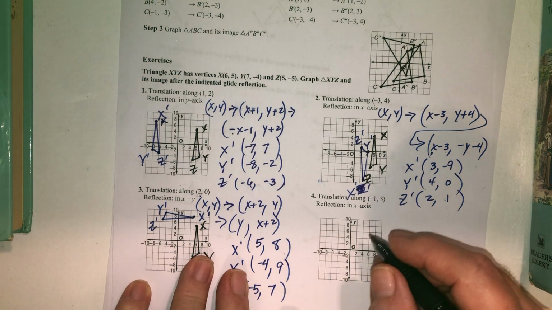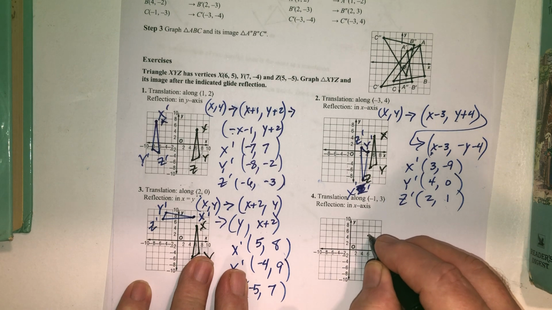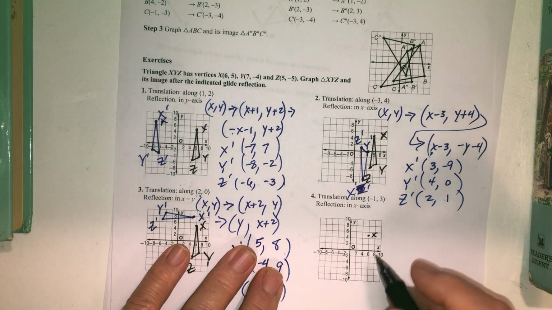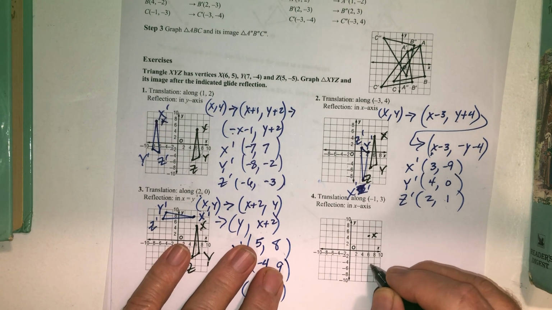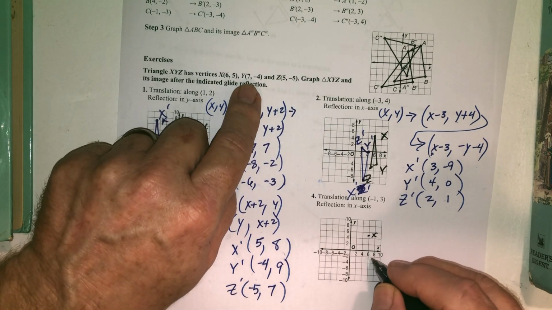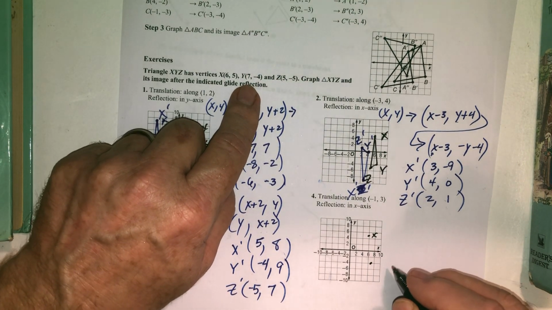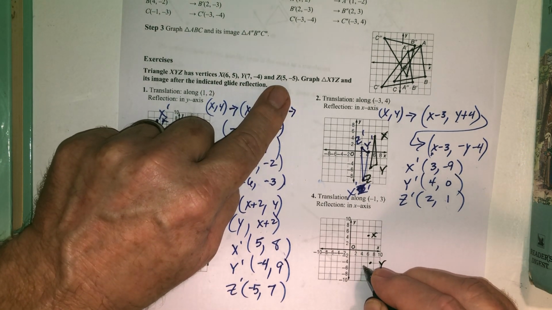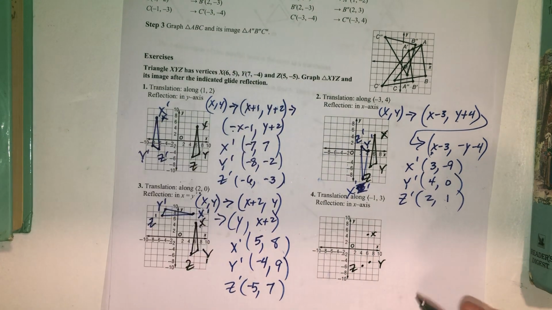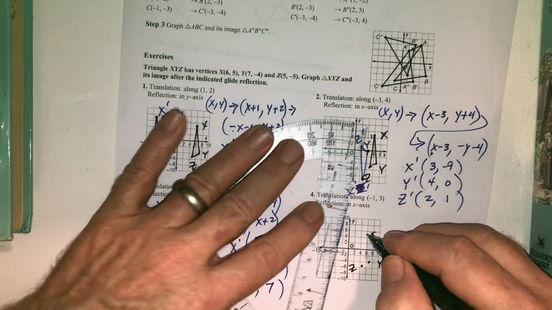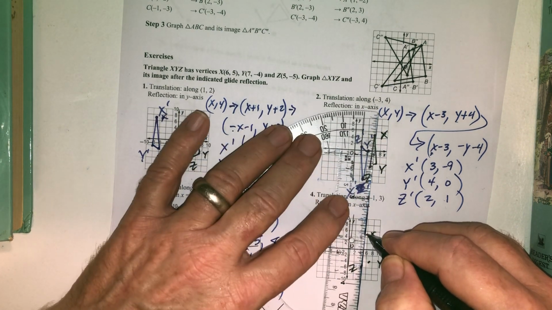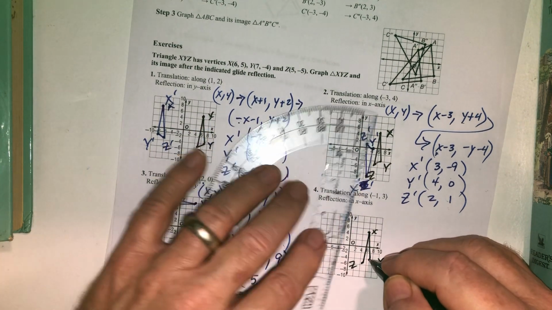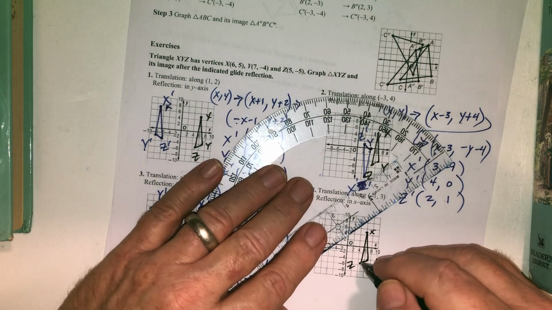All right, I'll plot the original points at 6, 5 for x. All right, y is at 7, -4. 7, -4 are the coordinates for point y. And 5, -5 are the coordinates for point z. All right, so we'll connect x to z, x to y, and then y to z to get the original triangle.